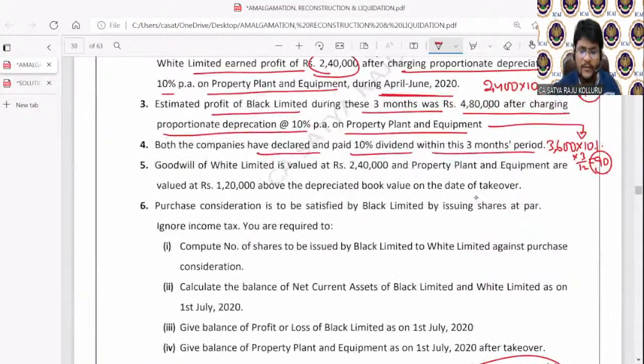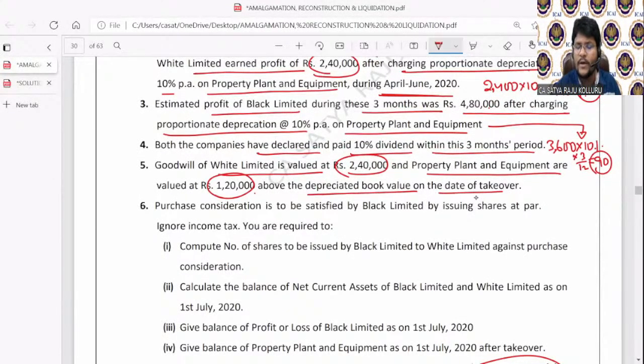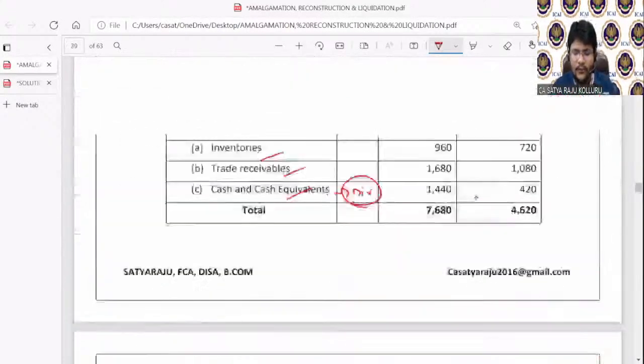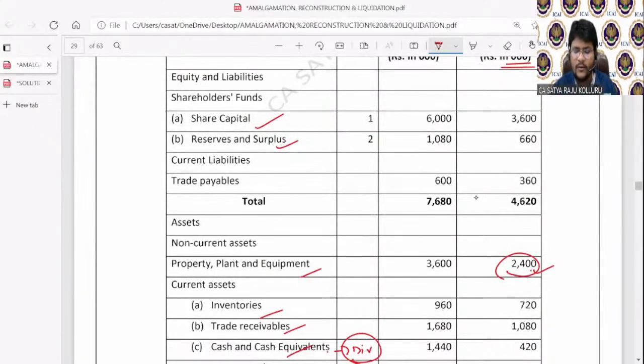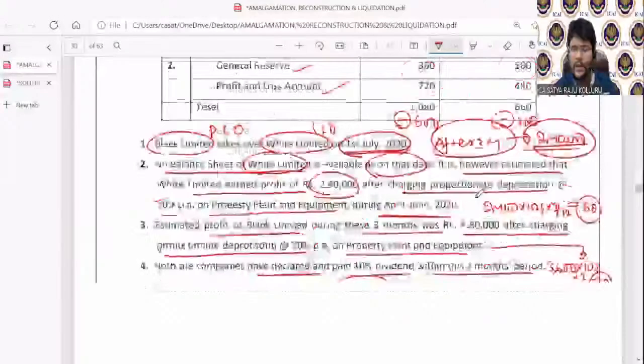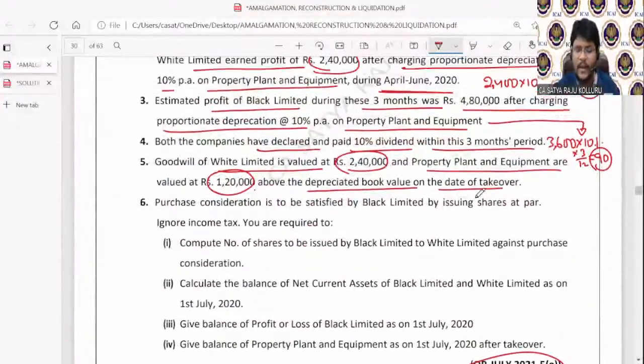Okay. What next? Goodwill of White Limited is valued at 2,40,000 and property, plant and equipment are valued at 1,20,000 above the depreciated book value on the date of takeover. So these are the agreed values actually. If you observe here, there is no goodwill in the assets. There is no intangible item in the existing balance sheet, but he has agreed for goodwill 2,40,000 and property, plant and equipment valued at 1,20,000 above the depreciated book value on the date of takeover.